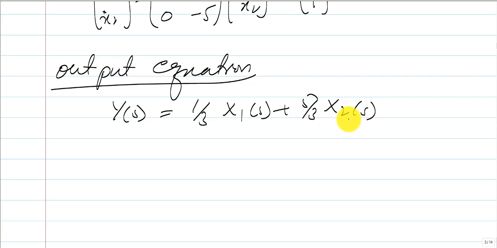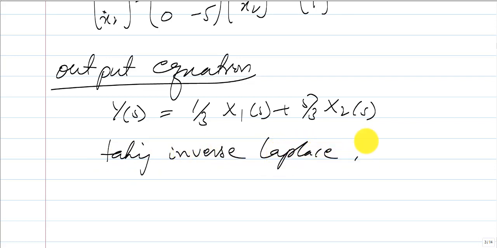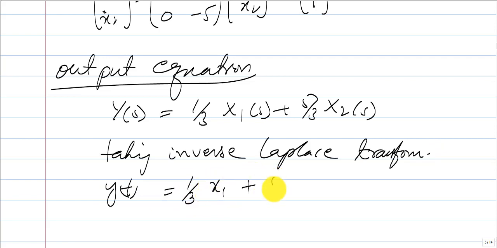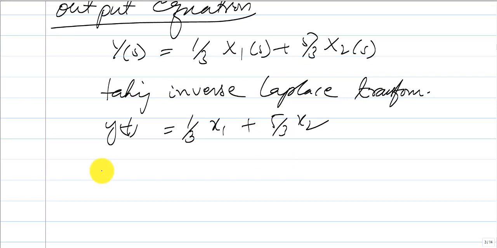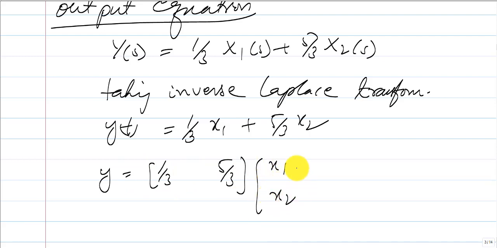Now taking the inverse Laplace transform, so we will get y of t is equal to 1 over 3 x1 plus 5 by 3 x2. So the output equation then will be y is equal to 1 by 3, 5 by 3 times x1, x2.